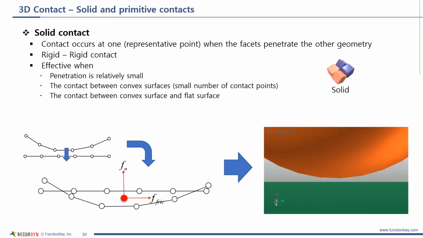First, solid contact. The basic algorithm of solid contact is that contact occurs at one point. So, solid contact is fast, but not appropriate for the contact between complex surfaces since there are many contact points. This contact only supports rigid and rigid contact. This is effective when penetration is relatively small or when the contact occurs between convex surfaces, or between convex surface and flat surface.